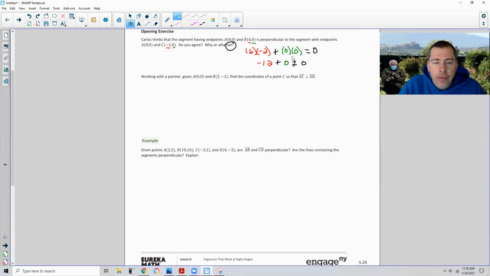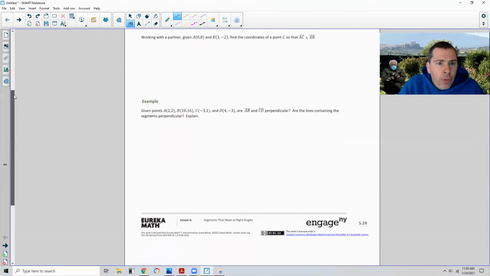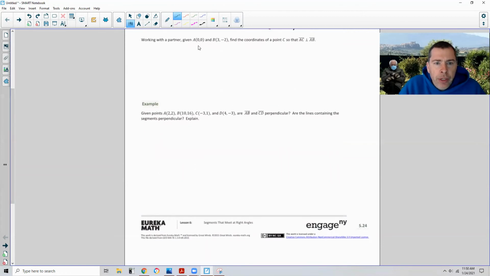And this is why. Okay, working with a partner, given the point A(0,0), B(3,-2). So we have a segment AB that goes to the origin. Find the coordinates of a point C so that AC is perpendicular to AB. Okay, so AB is here. We need to find a segment endpoint of C so that AB is perpendicular to AC.